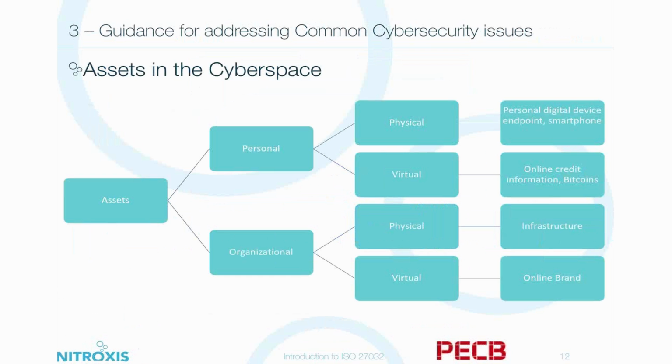This is my own physical asset. I use bitcoins to purchase things on the dark web. Bitcoins, it's my asset, but this is virtual because you cannot touch it. As an organization and physical, of course, we have the infrastructures. Virtual, this is my brand, because I cannot touch my brand. So this is how the assets are categorized in the standards.